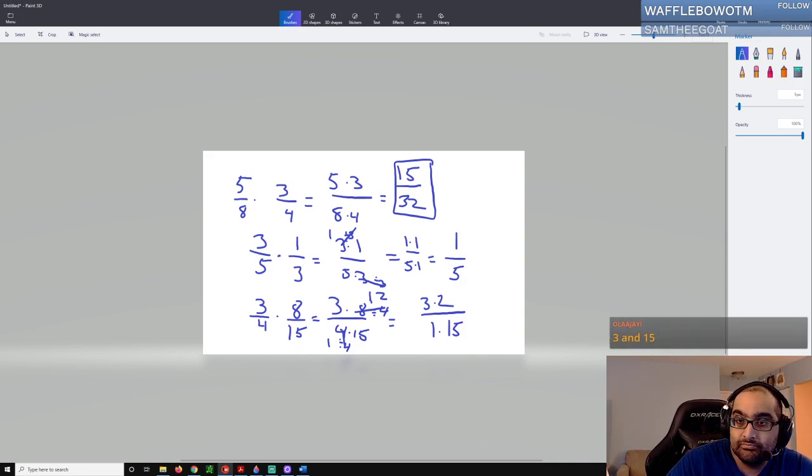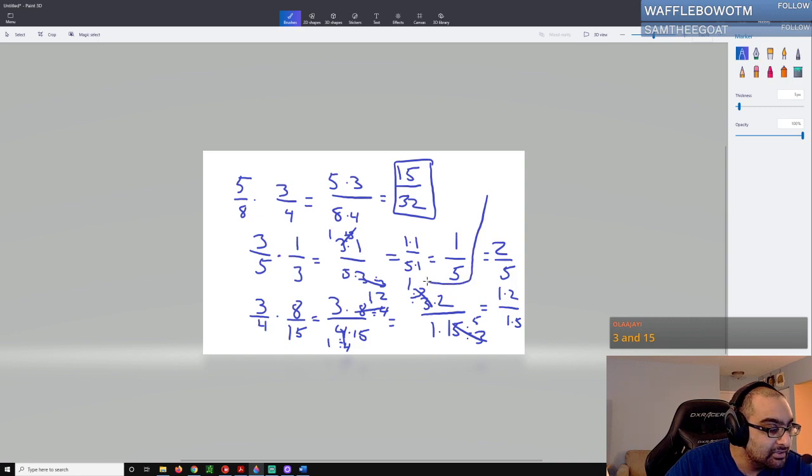Three and 15, that's right. So if we take a look here, 3 goes into 15. We could take this divided by 3, we could take this divided by 3, since that's a common factor. 3 divided by 3 is 1. 15 divided by 3 is 5. So here we get 1 times 2 over 1 times 5. And so here we get our final answer of 2/5.